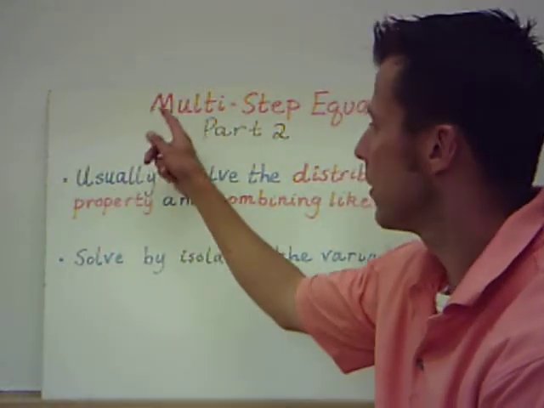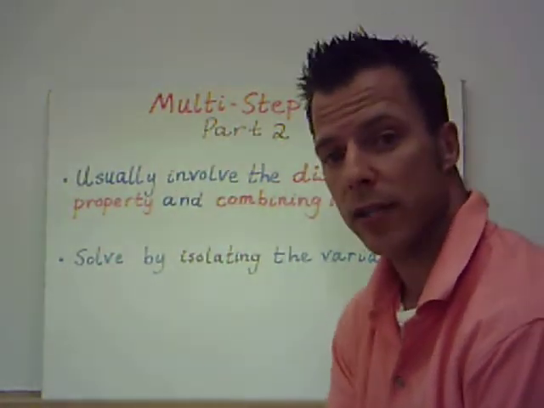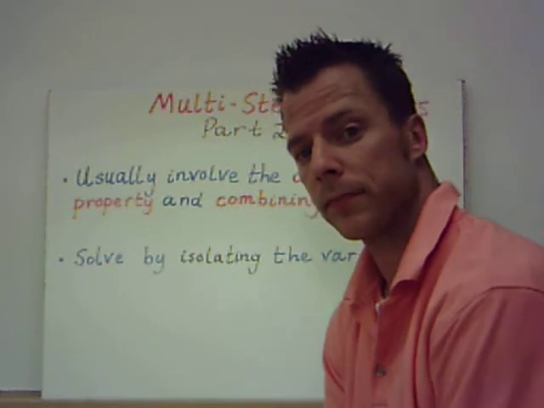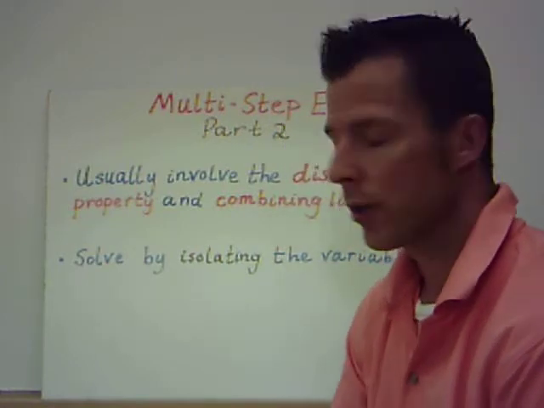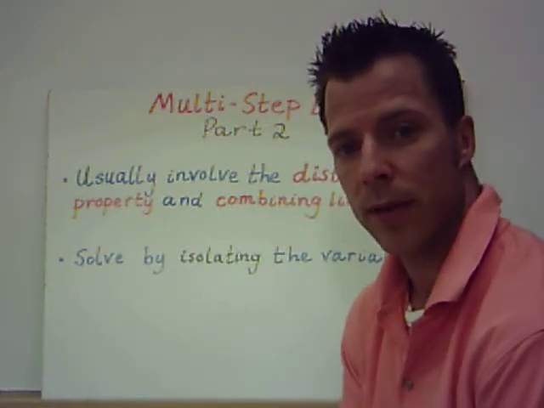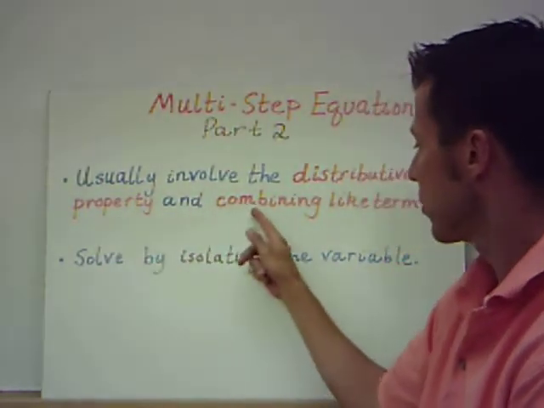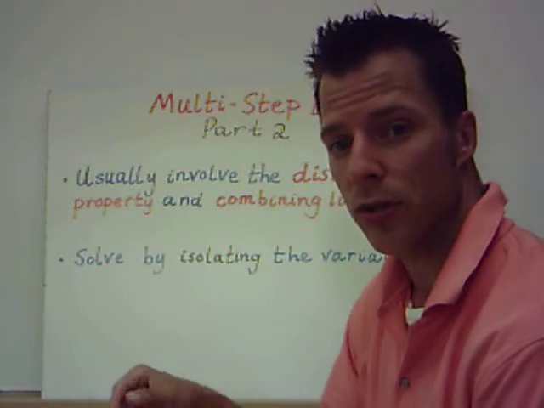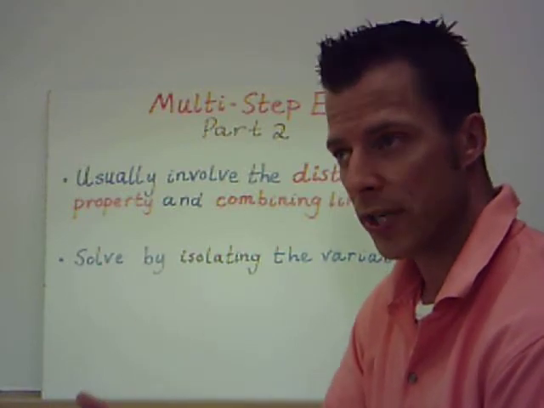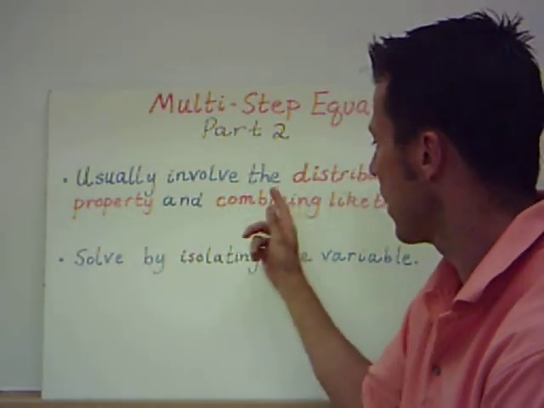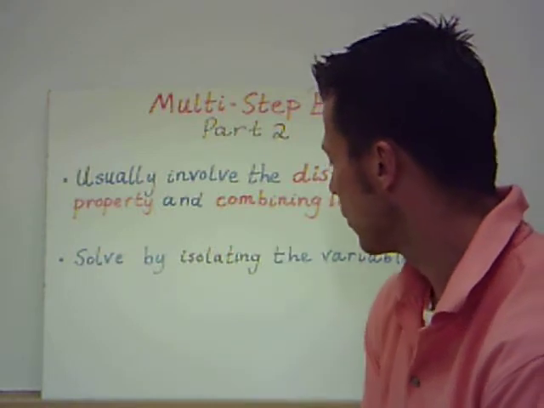Okay, today we're going to talk about multi-step equations, but this is the second part of this lecture, and we're going to get into a little more complicated problems. Mostly they're going to involve the distributive property, and they're also going to involve combining like terms. So they really are multi-step, but we're adding this property of distributive and combining like terms.